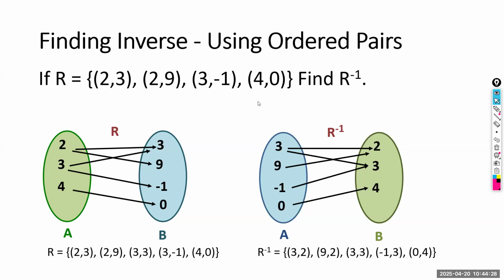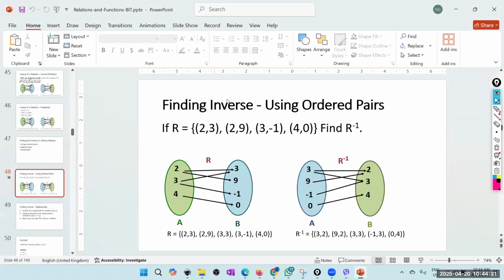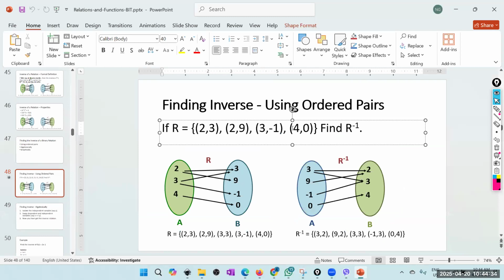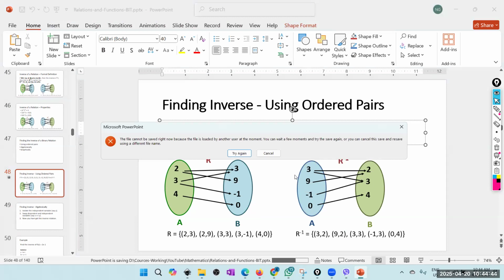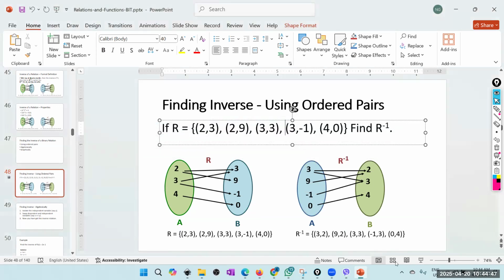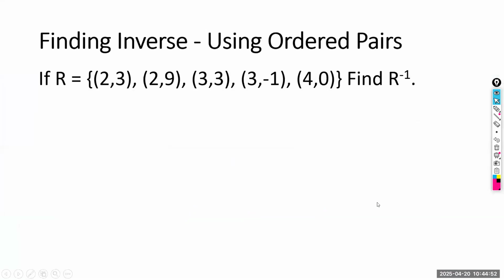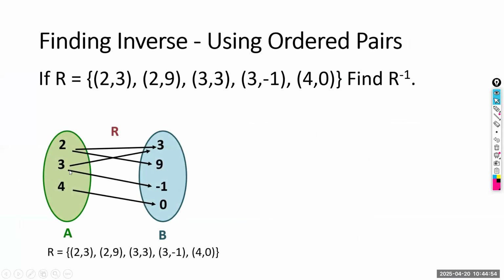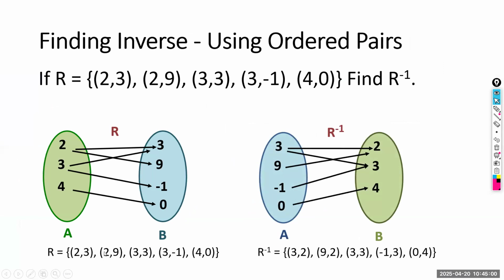So let me add 3, 3 here. I had a small typing mistake. So there must be 3, 3 here. Right, now it is correct. I'll add the updated one, okay? Now it's correct. So here we have 3, 3. Therefore in the inverse also we have 3, 3. But the other things, 2, 9 becomes 9, 2. 3, minus 1 becomes minus 1, 3.